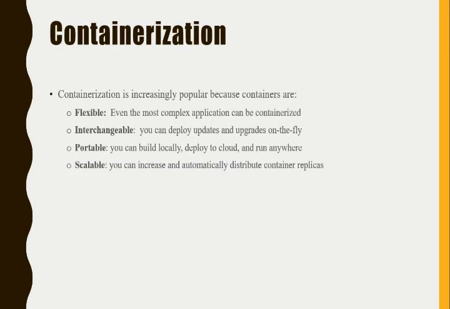Containerization is very popular in cloud native computing because containers are flexible. Flexible means even the most complex and very big application can be containerized. Number two, interchangeable. You can deploy updates and upgrades on the fly. And third one is portable. You can build an application locally, deploy to cloud and run anywhere. And the last one is scalable. Scalable means you can increase and automatically distribute container replicas.